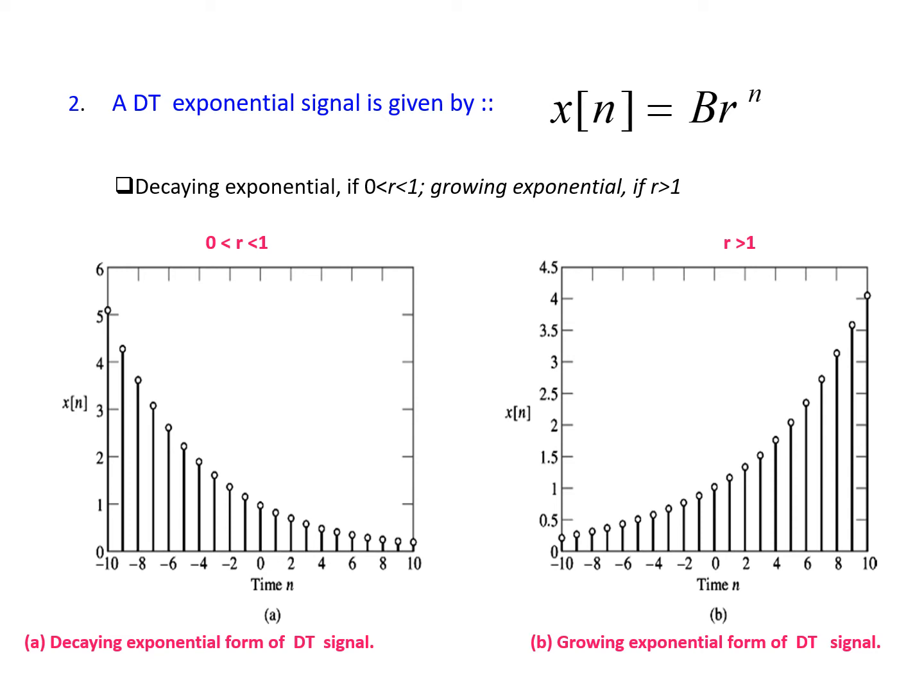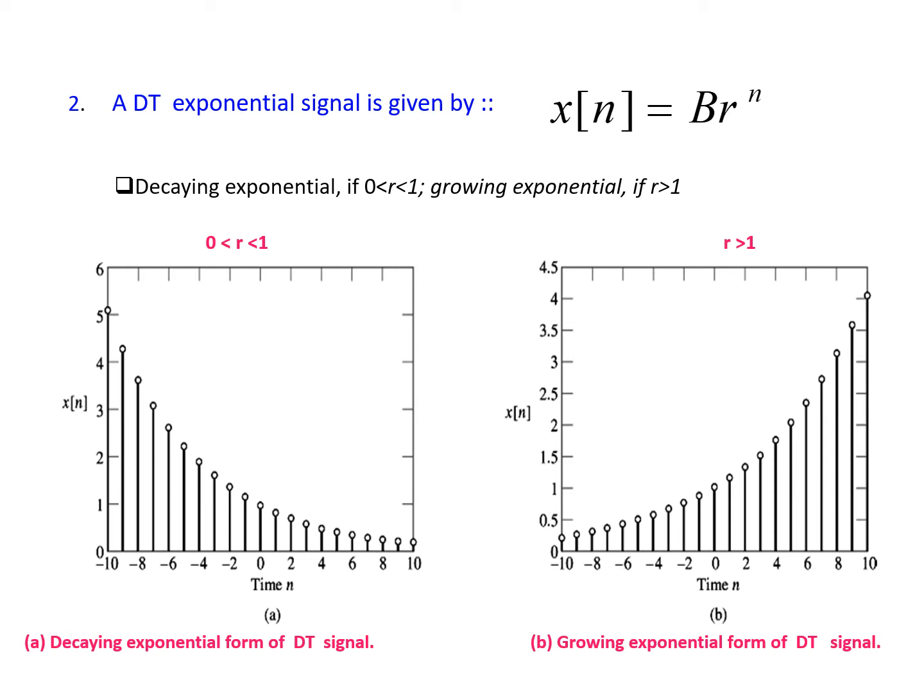The equation for the signal is x as a function of n is equal to b into r to the power of n. As I explained in my earlier class, whenever you have a discrete signal, we normally write x as a function of n, and we are using a square bracket just to emphasize that this is a discrete time signal. So x is a function of n, where n is an index, an integer, which will be a positive or negative integer. Now the discrete time exponential signal can be given by the equation x of n is equal to b into r to the power of n.